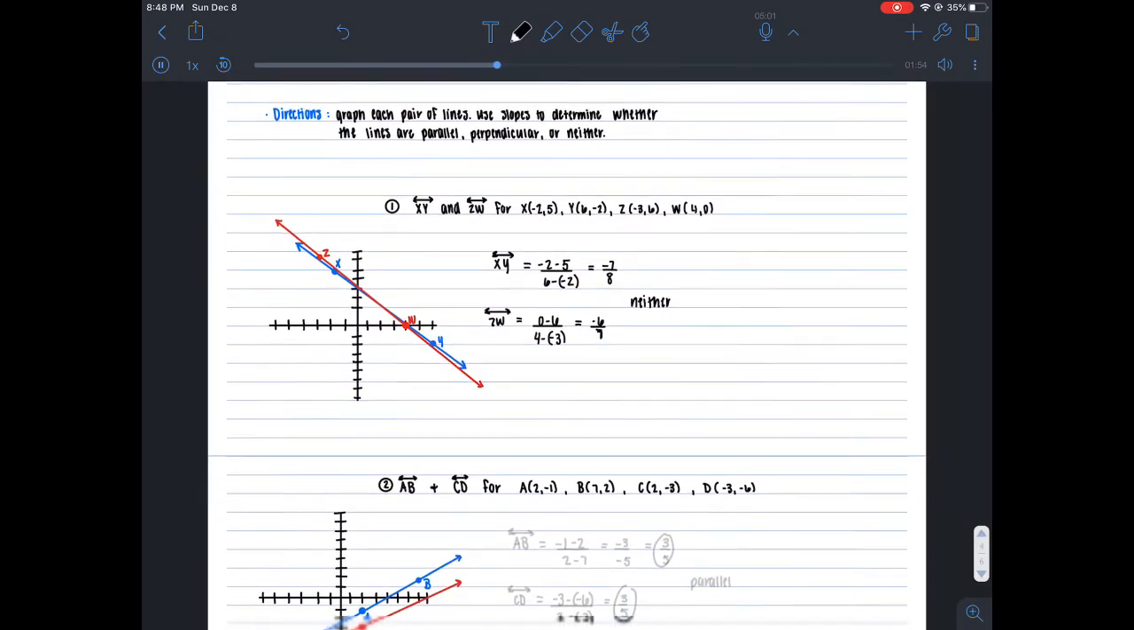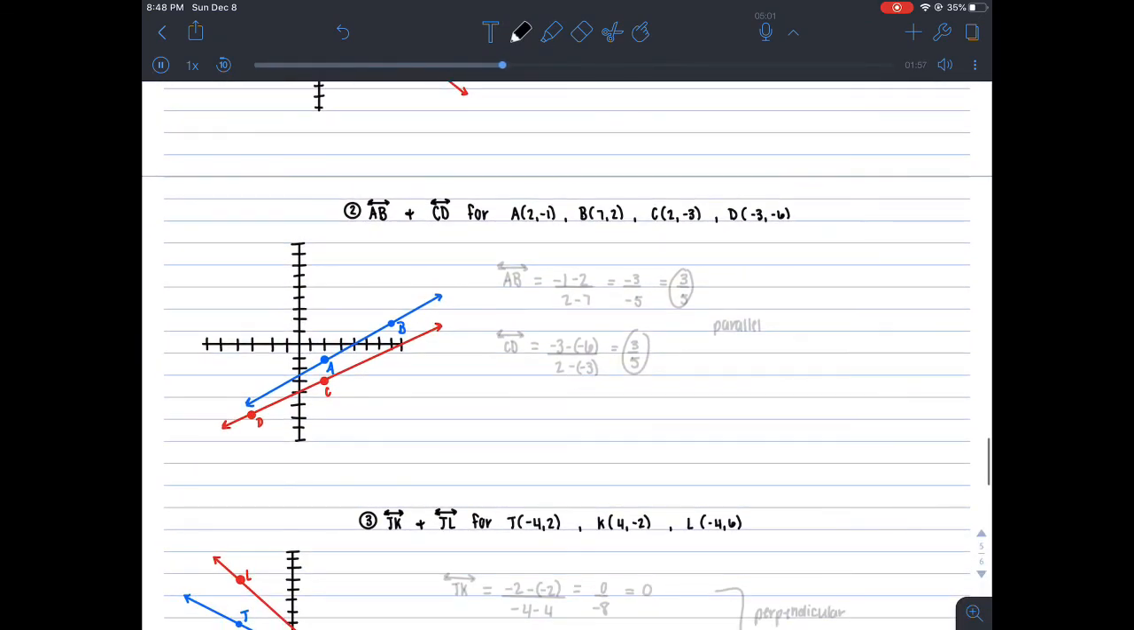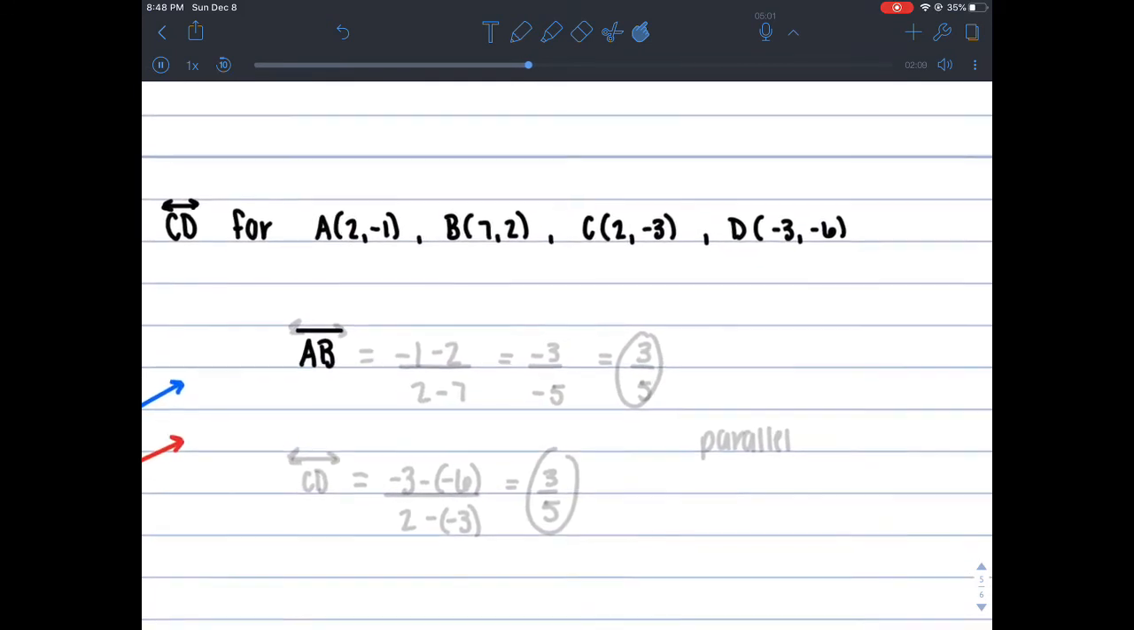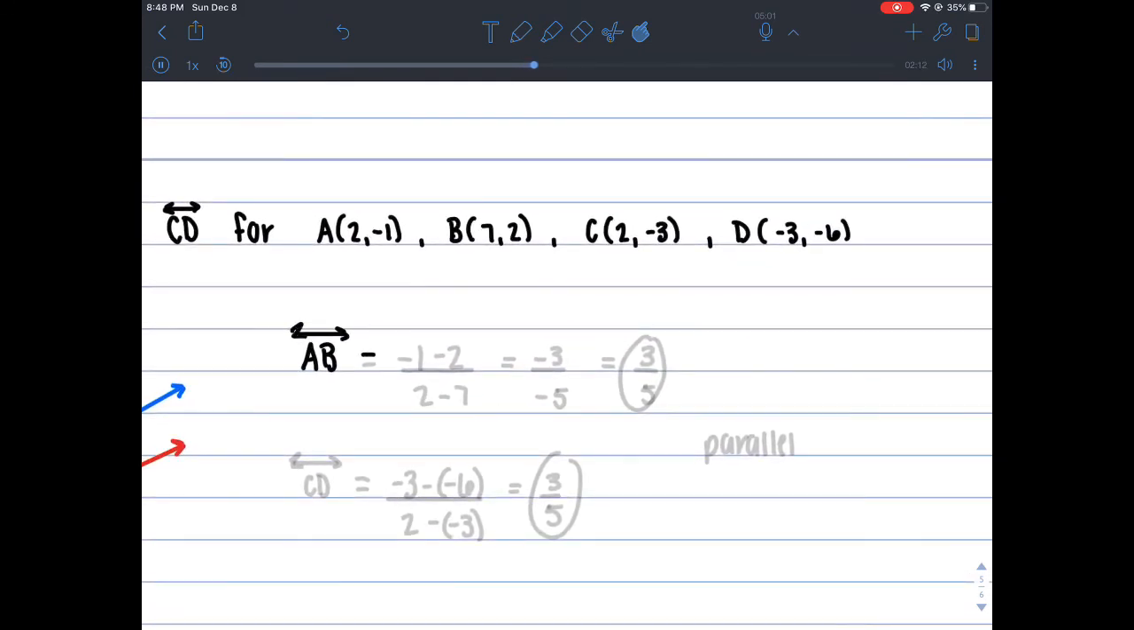Now we will move on to number 2. For number 2, we're going to start with line AB. Line AB is going to equal negative 1 minus 2 over 2 minus 7. And this is going to give us negative 3 over negative 5, and negative 3 over negative 5 is going to equal 3 over 5.